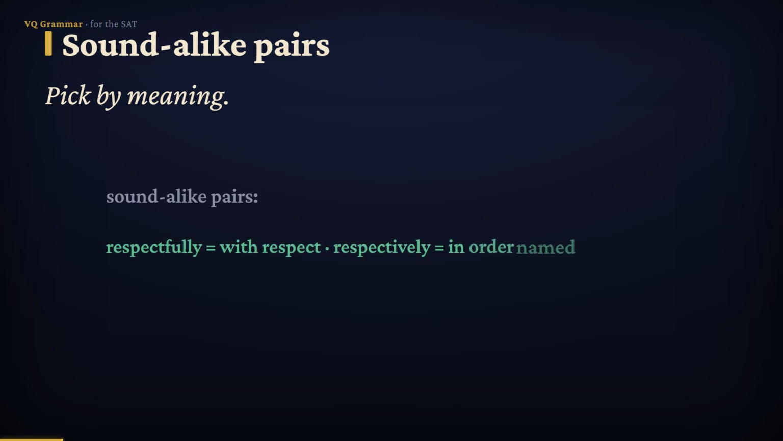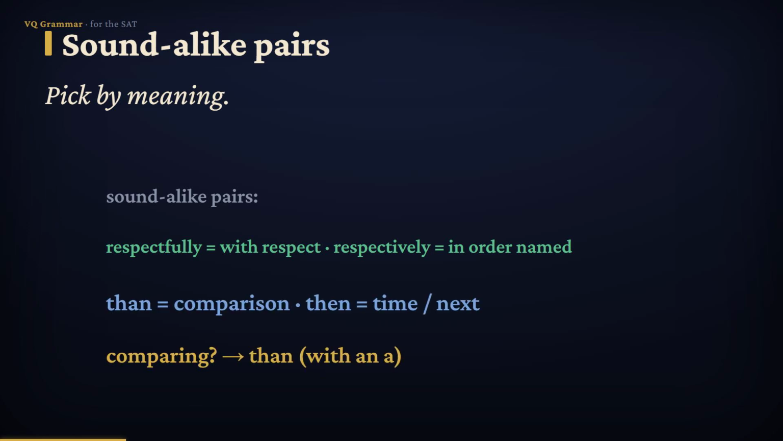First, two sound-alikes. Respectfully means with respect, treating someone politely. Respectively means in the order named, as in, Lena and Omar finished first and second, respectively. Next, than and then. Than is a conjunction used in comparisons. Taller than me. Then is an adverb meaning at that time, or next: we ate, then we left. If you're comparing, it's than with an A.